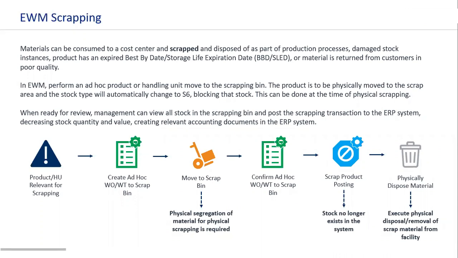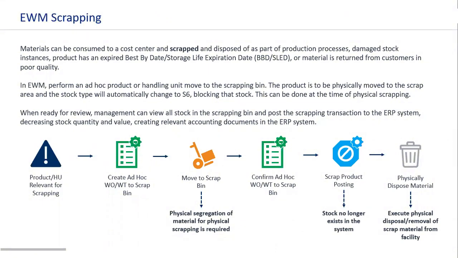We're now moving on to EWM scrapping. Materials can be consumed to a cost center and scrapped and disposed of as part of the production process. Damaged stock instances, product that has expired best before date or SLED date, as it will be known, storage life expiration date, or material is returned from customers in poor quality. The customer returns bit isn't really relevant to us.